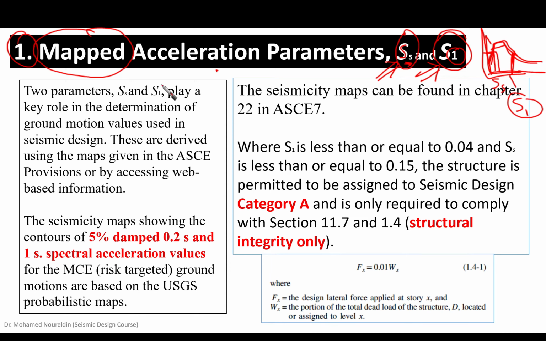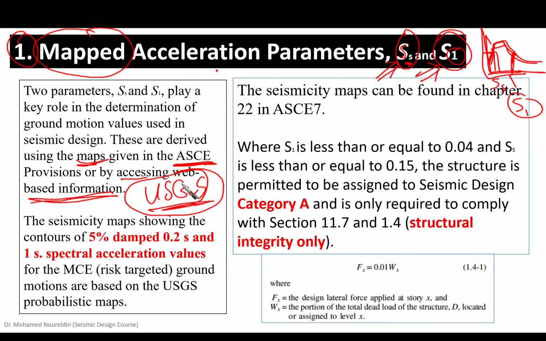S sub S and S sub 1 play a key role in the determination of ground motion values used in seismic design. These are derived using the maps, so we are going to have maps given in ASCE. You can check these maps by yourself. In Chapter 22, we're going to find the maps. Or by accessing the web-based information, related to the USGS, the United States Geological Survey, you're going to find that they are providing these values.